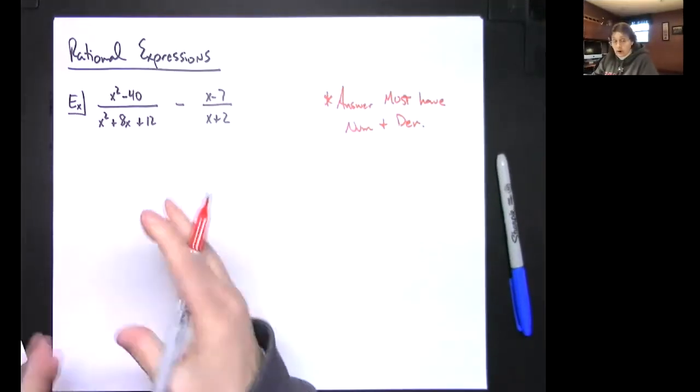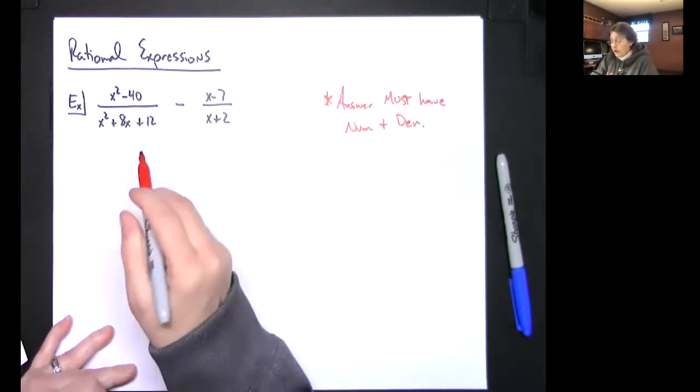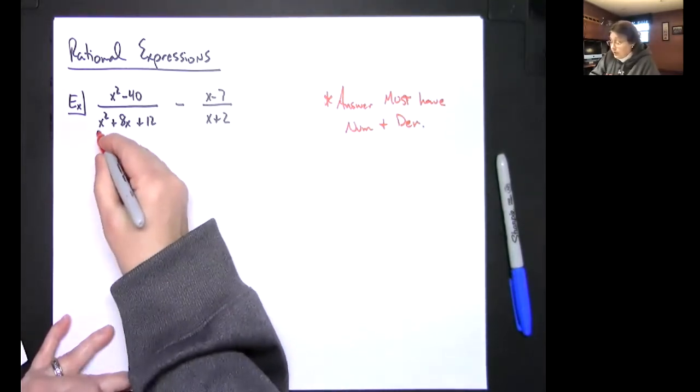To add or subtract them, I have to have common denominators. So that means I need to be able to factor this to see what my common denominator is going to be. So I'm going to guess and check this.